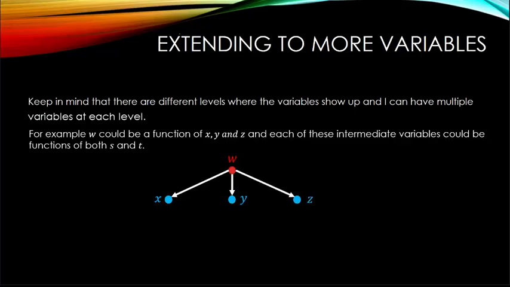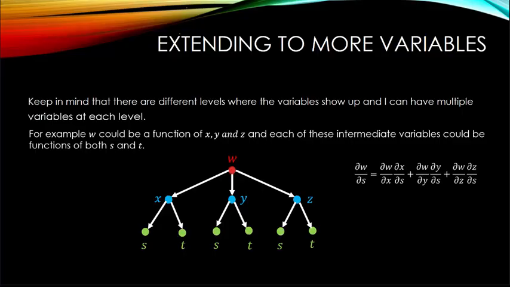From x, I draw two arrows, one to s and one to t. The same thing for y, an arrow that goes directly to s and an arrow that goes directly to t. And again, the same in z. I have an arrow that goes directly from z to s and another arrow that goes directly from z to t. This illustrates the levels at which my functions and variables show up, and my derivatives are going to be partial derivatives, again because w depends on three variables and x, y, and z each depend on two variables.